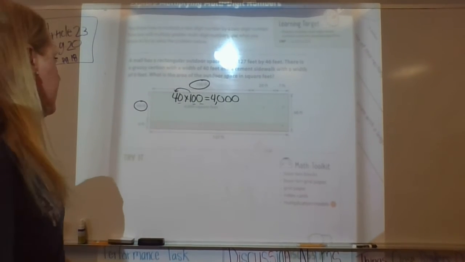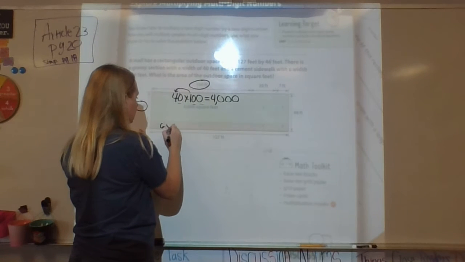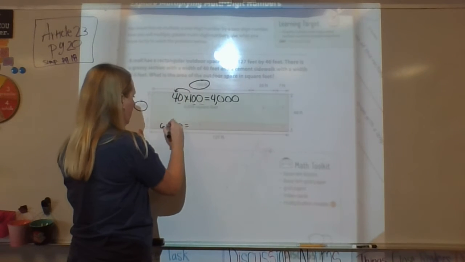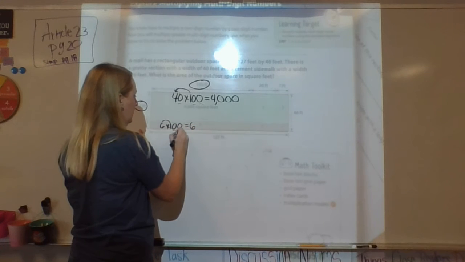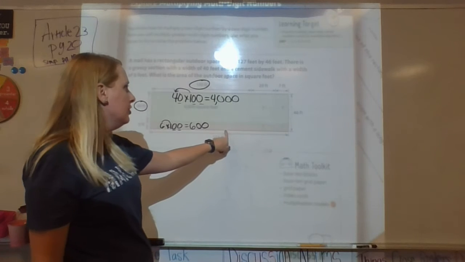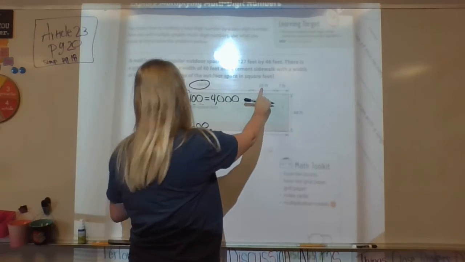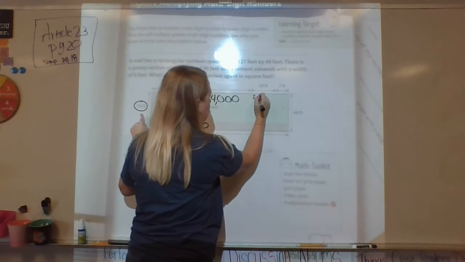Well, we can do that same thing. 6 times 100. We go 6 times 1, and we attach the zeros. So that means that this space is 600 square feet. Now we're going to do the same for these. 20 feet and 40 feet.